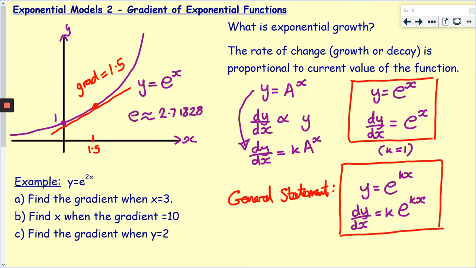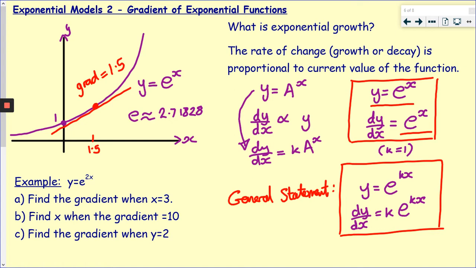In fact, Khan Academy has some excellent videos about where e came from, who found it, and why it has those values. I've given you one very brief explanation, that the gradient of y equals e to the x is e to the x itself. But do watch the Khan Academy videos because they're very interesting.